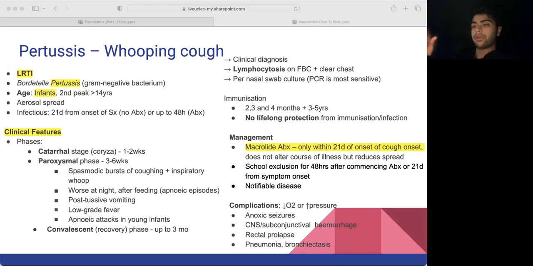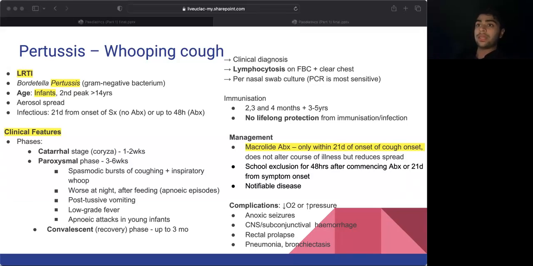But the immunization program, it's estimated that it offers protection for about 10 years after the vaccine. So it's not a lifelong protection. And yeah, we would give macrolide antibiotics, exclude them from school because of the infectious period, unless it's two days after antibiotics or 3 weeks from symptoms. It's notifiable to Public Health England.